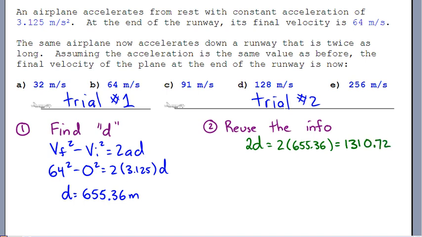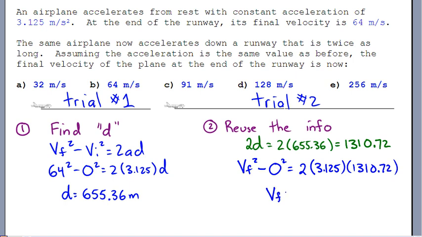And now we can go and recalculate. Final velocity squared minus 0 squared is equal to 2 times that acceleration, which we were told wasn't going to change, and then 1310.72. All right, things are awesome. We're done. Final velocity ends up being, surprisingly, not 128. Actually, it's not all that surprising. But it is less than that 128. It's 90.5. So actually, the correct answer, I guess, is C.